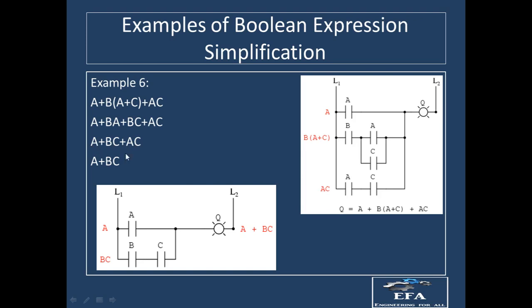After that, from A and AC we can again take A common. So we will have A into 1 plus C, which is 1 at the end. So A plus BC will be the answer. If you look at the original expression, we have two AND gates and three OR gates. Here we need only one AND gate and one OR gate. First we will have BC in series, and A will be in parallel to this BC. So we get A from here and BC from here. Ultimately at Q we will have A plus BC.